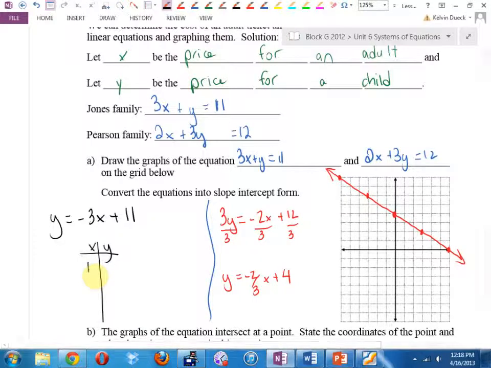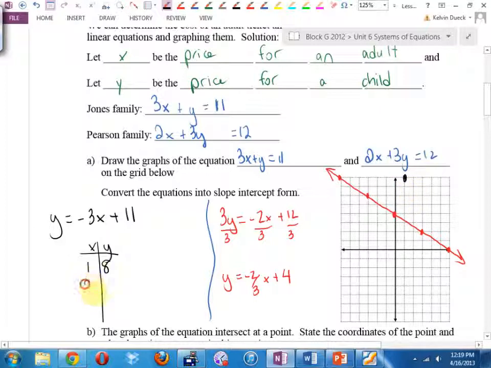When x is 1, what's the y that goes with it? I'm not going to do it for you. What's negative 3 times 1? Plus 11? Oh, when x is 1, y is 8. That's a point on the graph. Does that fit on my graph paper? It does? 1, 2, 3, 4, 5, 6, 7. It barely does, but it does.